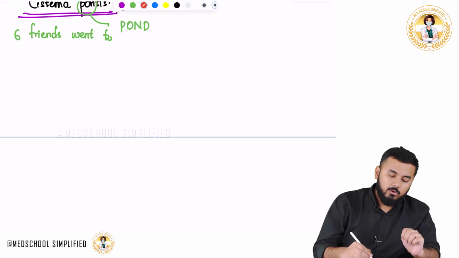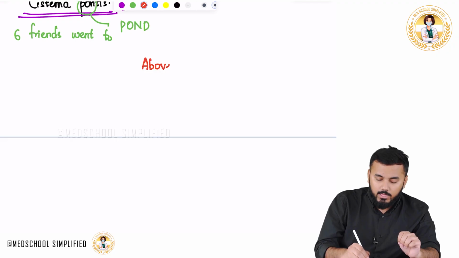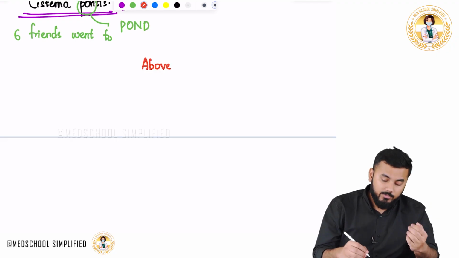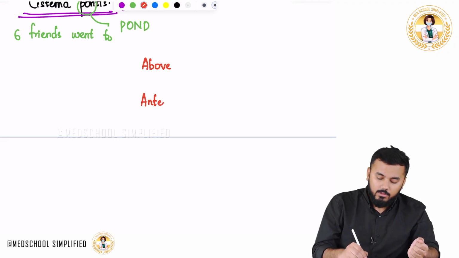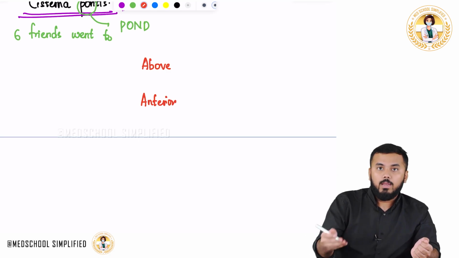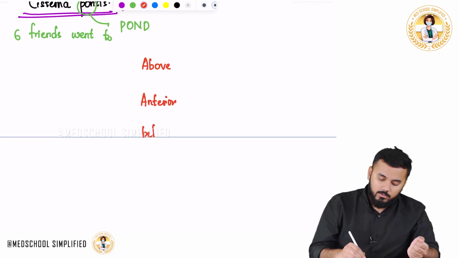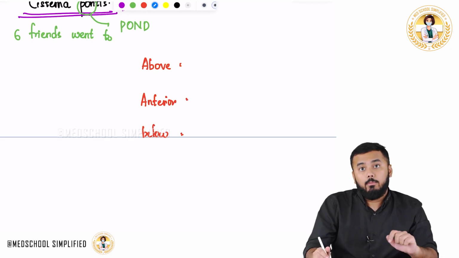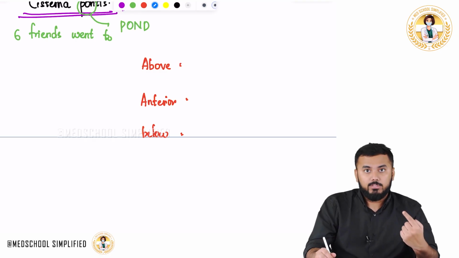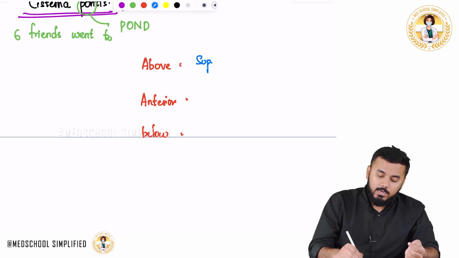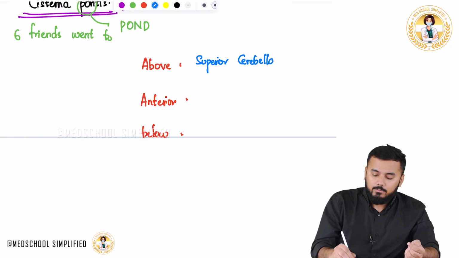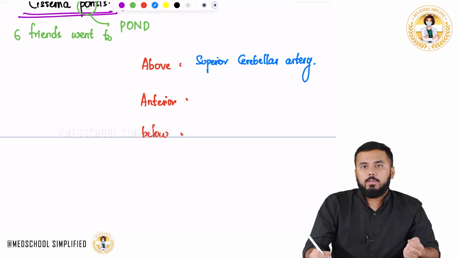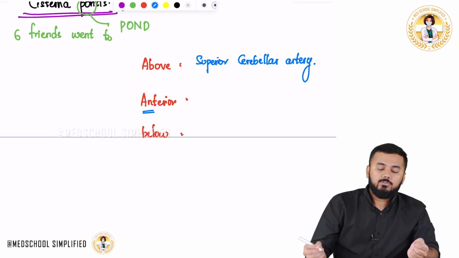One is they are going to look from above. They are going to look from the front, that is the anterior view. They are going to look below the pond, I mean below the water. So what do you mean by above? Above is superior or inferior? Above is superior. So the artery will be superior cerebellar artery. Superior cerebellar artery. Next, A stands for what?